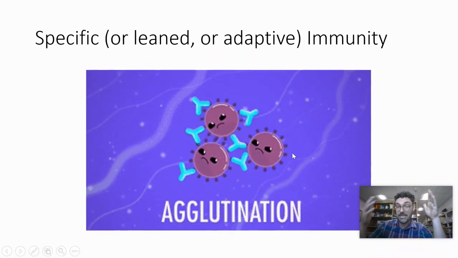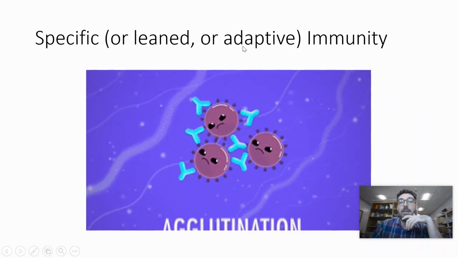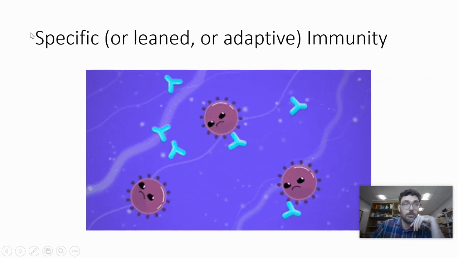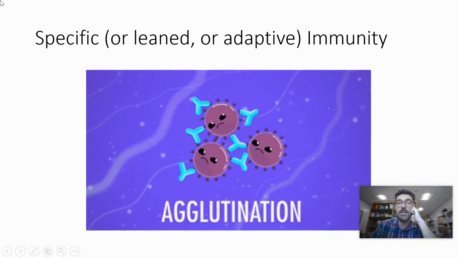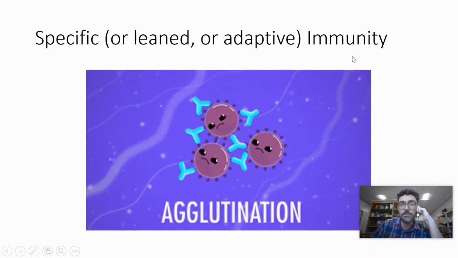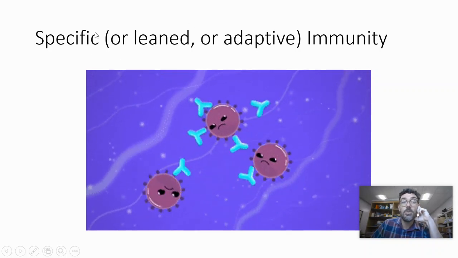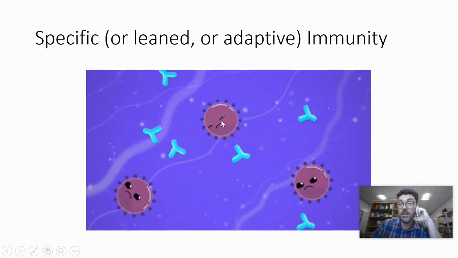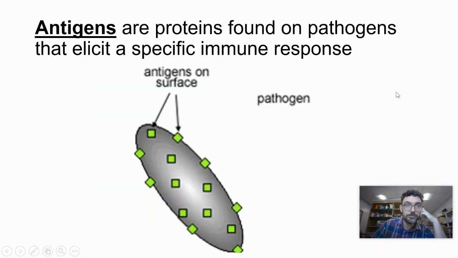We finished up with our innate immunity, and now we're moving on to what's called your adaptive, or your learned, or your specific immunity. There's just three different words for the same thing. I like specific immunity. I don't honestly know which IB prefers. The idea is that we're not just getting general barriers anymore. We're specifically targeting a particular pathogen. So here's how it works.